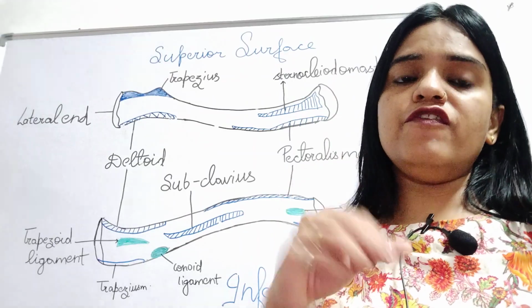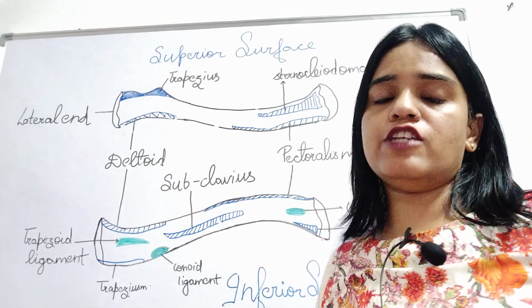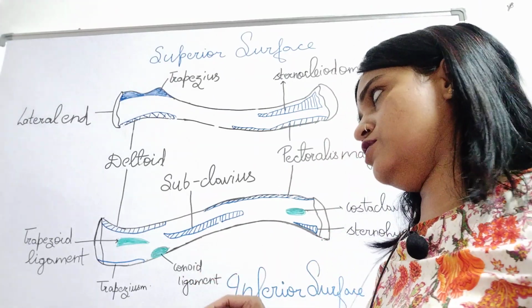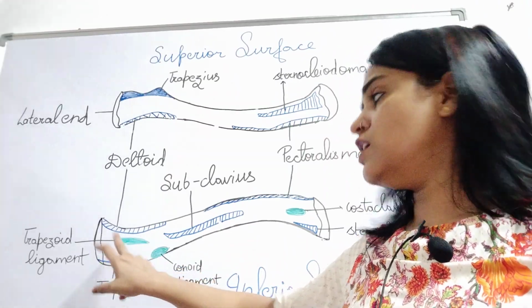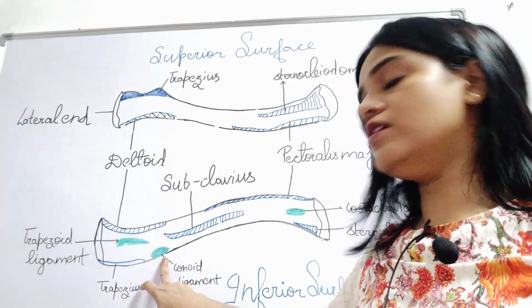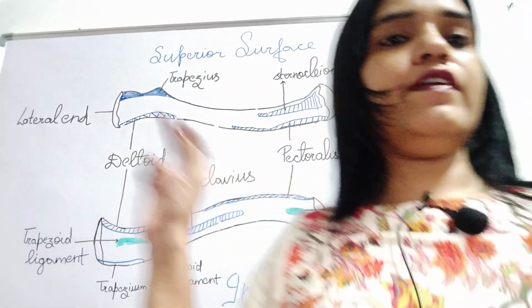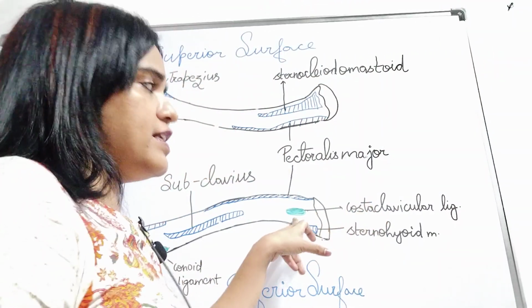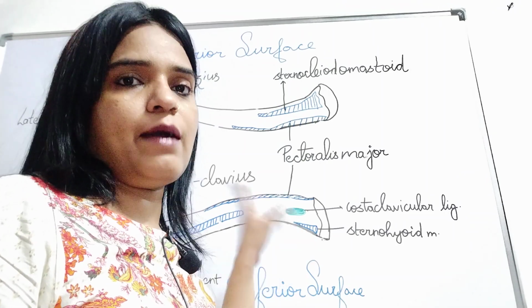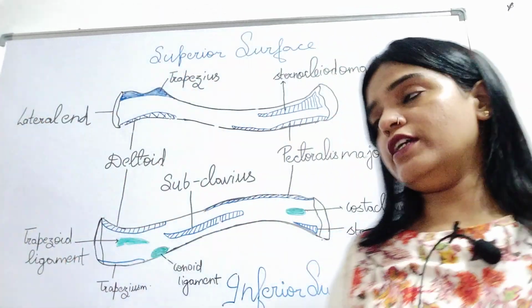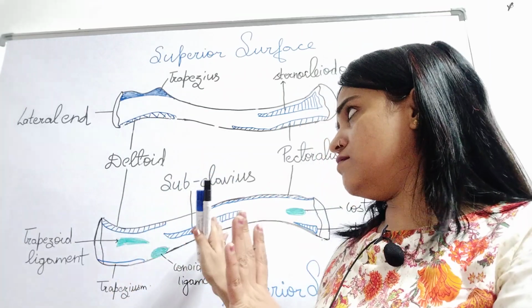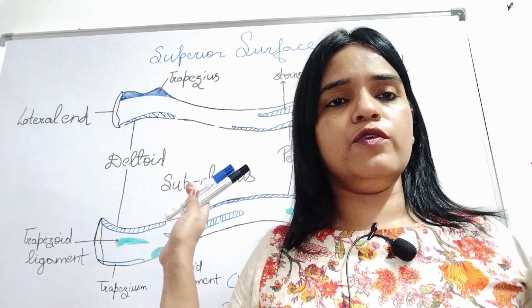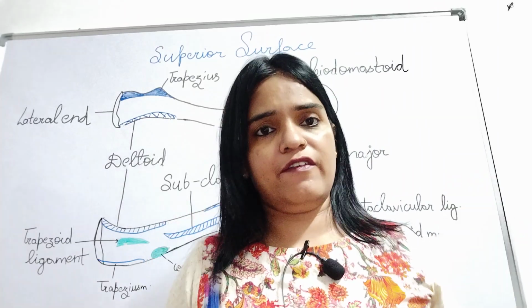Now on the inferior surface we also find attachments for ligaments. Which ones? Trapezoid here, you can see conoid here, and the costoclavicular ligament. The attachment for the costoclavicular ligament is here. So I think the muscle attachments of the clavicle are clearly visible and crystal clear for all of you.